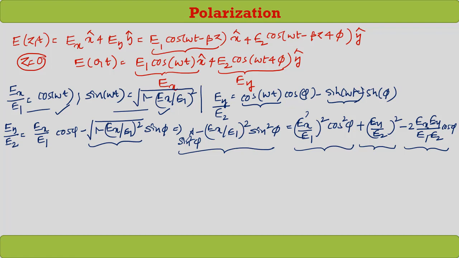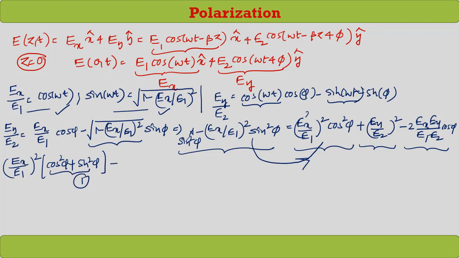We can write this entire thing here. Ex by E1 square sin square phi is there, and here Ex by E1 square cos square phi is there. So if you send this to the right side, we can take Ex by E1 square as common, then you will be left with cos square phi plus sin square phi, and we know cos square phi plus sin square phi is 1. And then what are the remaining terms?